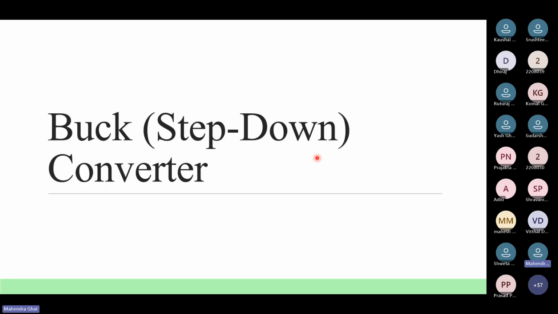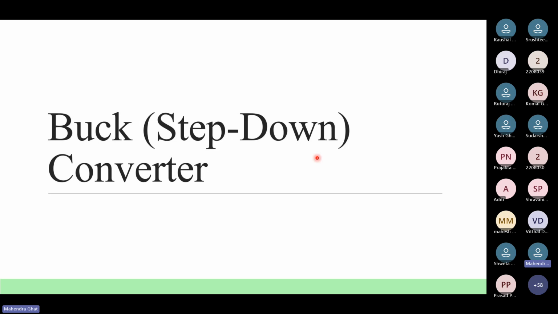Okay. Now coming to the actual converter. There are different types of DC-DC converters. The basics I have just explained, and how we can control the DC-DC converter. But there are many DC-DC converters, which are broadly classified into two main categories. One is called the isolated DC-DC converter, and the other is the non-isolated DC-DC converter.